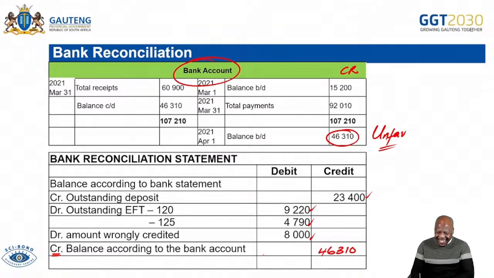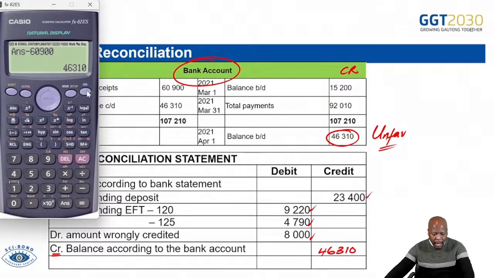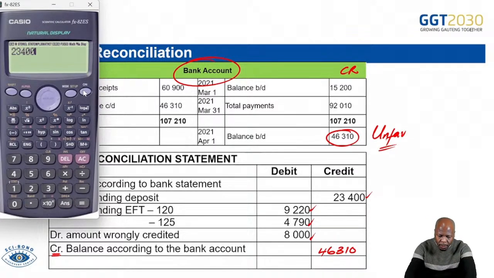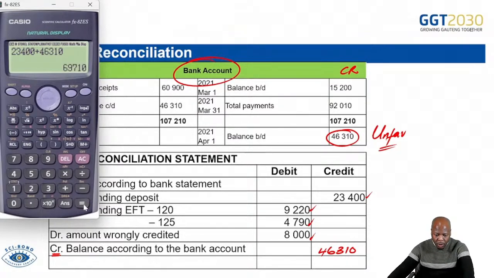Okay, so now let's get the balance as per bank statement, the balance according to the bank statement. How do we do that? As a ledger account, you look for the side with the highest amount again. Is it the debit? Is it the credit? In this case, I think we can all see that it is the credit. What do we do? On the credit side, I'm just going to clear off everything. I'm going to say my 23,400. You see the first one. Then I'm going to add plus 46,310.